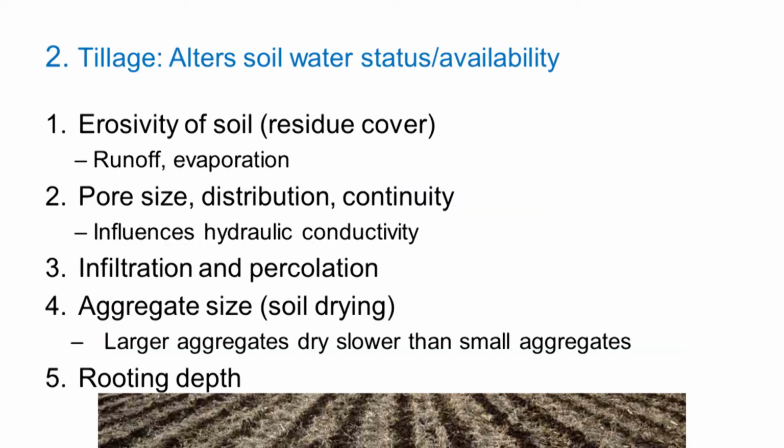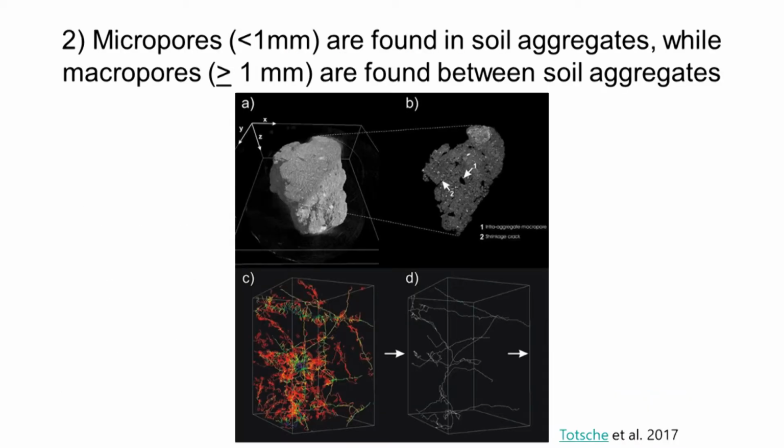The next way tillage influences soil water status is through its impact on pore size, pore distribution, and pore continuity or connectivity. So let's just define these terms before we keep going. Pore size refers to the size of the pore. We typically talk in agriculture about macro and micropores. Macropores are pores with a diameter of 1 millimeter or greater, and micropores are pores with a diameter less than 1 millimeter, generally speaking.